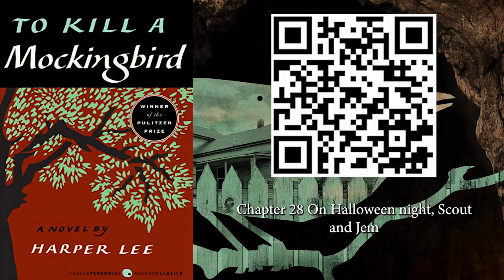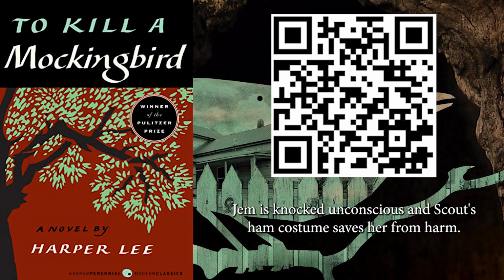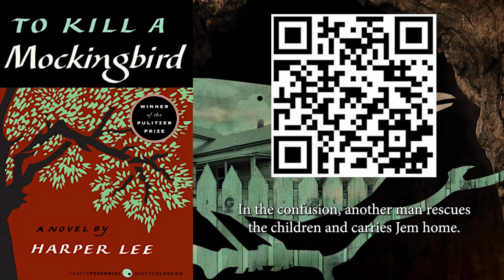Chapter 28. On Halloween night, Scout and Jem are attacked by an unidentified man while returning from the school pageant. Jem is knocked unconscious, and Scout's ham costume saves her from harm. In the confusion, another man rescues the children and carries Jem home.